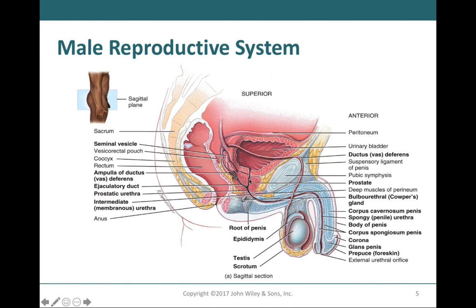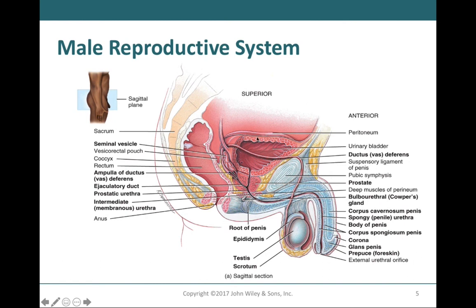The prostatic urethra will course down and eventually form the intermediate or membranous urethra, which can be found right here. And as the urethra continues, it's going to enter into the penis, and we then will call it the penile urethra or the spongy urethra. I'll explain a little later as to why we call this the spongy urethra, but I do prefer to call this the penile urethra as it's found housed within the penis.